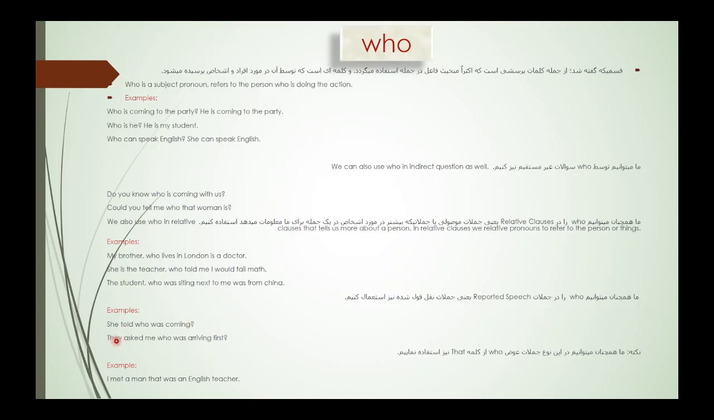Just see the example. She told who was coming. This is who used in this reported speech. They asked me who was arriving first. This is a reported speech. Someone reports the other person's speech for others. So this is a reported speech.